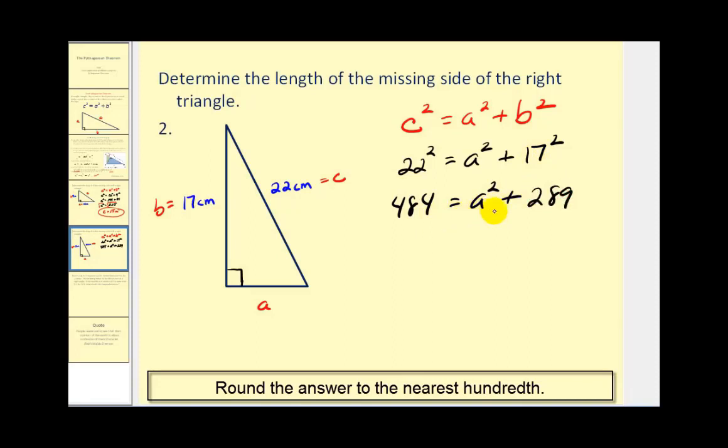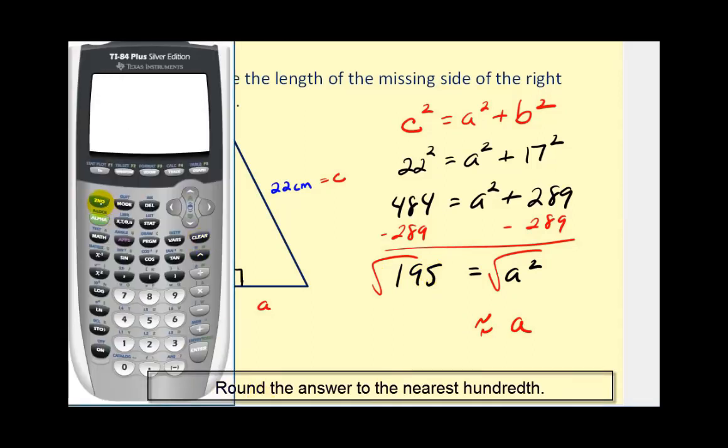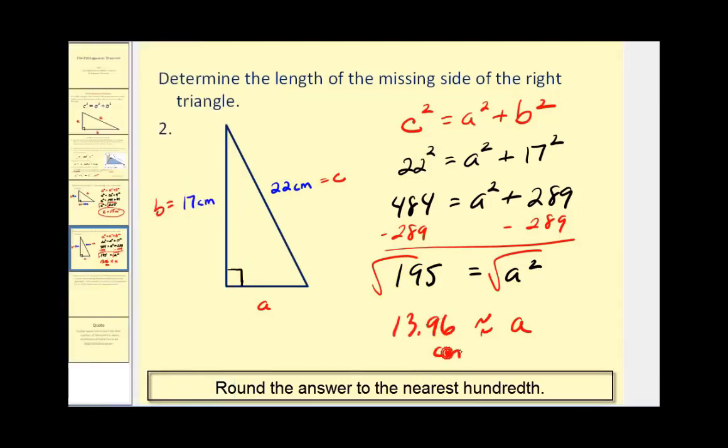So now we have to isolate the A squared, so we'll subtract 289 from both sides. So that gives us 195 equals A squared. And we'll square root both sides of the equation. Again, we're only going to find the principal square root. Now, 195 is not a perfect square, so let's go to our calculator. So second x squared brings up the square root, 195. That's approximately 13.96, in this case, centimeters. So we found the length of the missing leg.